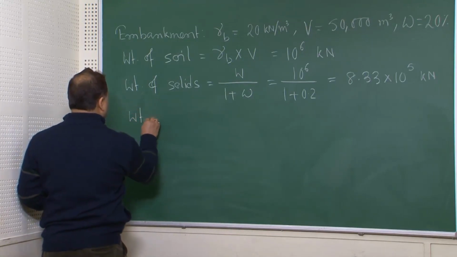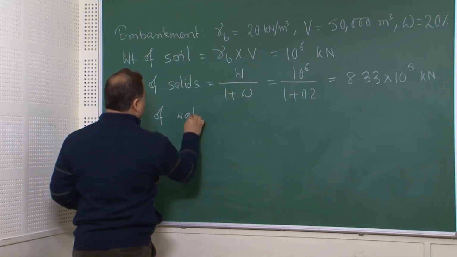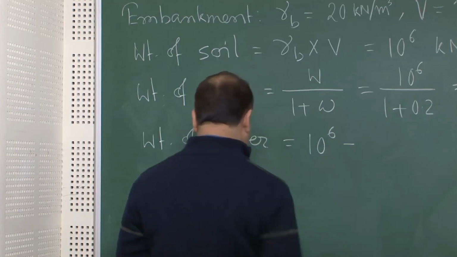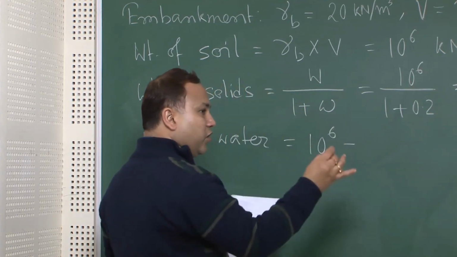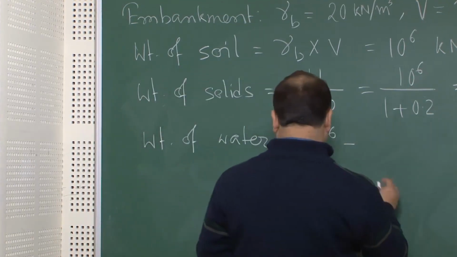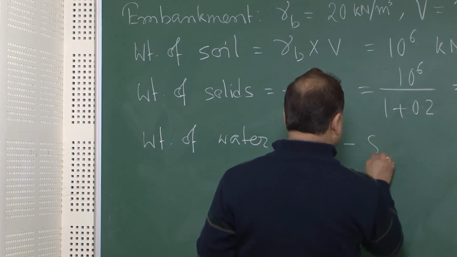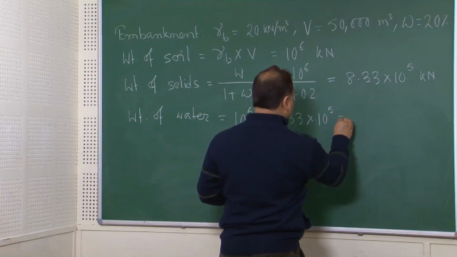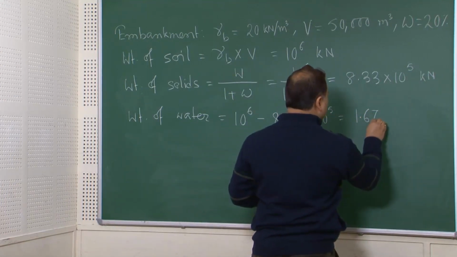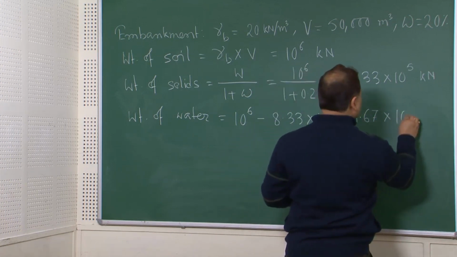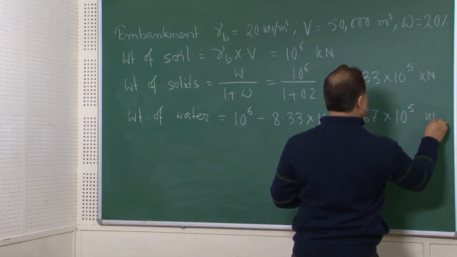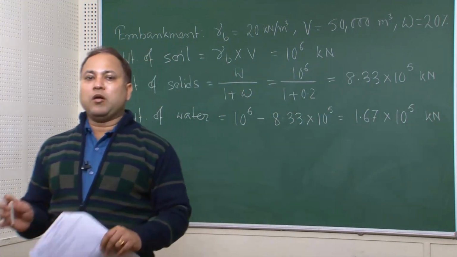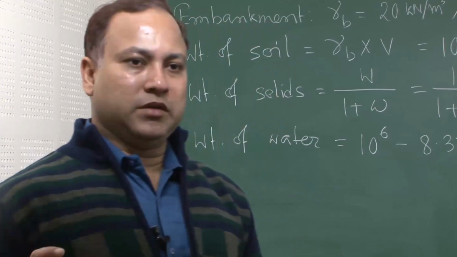So, therefore, the weight of water will come as 10 to the power 6, that is the total moist weight of the soil, minus the weight of soil solids, which will give me the value 1.67 into 10 to the power 5 kilonewton. So, this much water is required to compact the soil to construct the embankment. Okay.